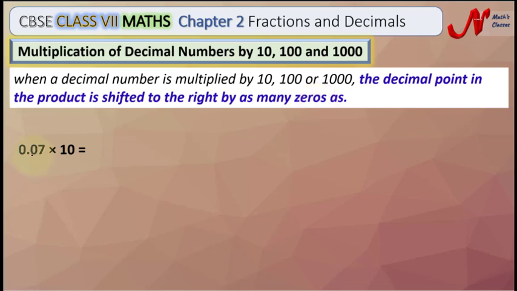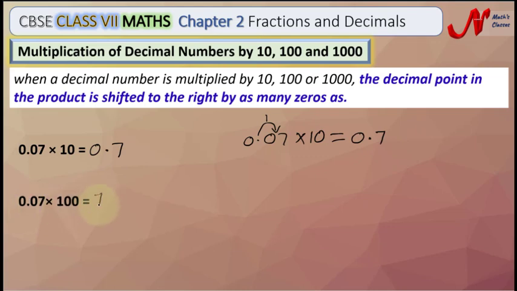Here we multiply 0.07 with 10. It can be written as 0.7, because when we multiply 0.07 with 10, here we have one zero, so we shift the decimal point one place to the right, so we can write it as 0.7 as a result. Next we multiply 0.07 with 100.